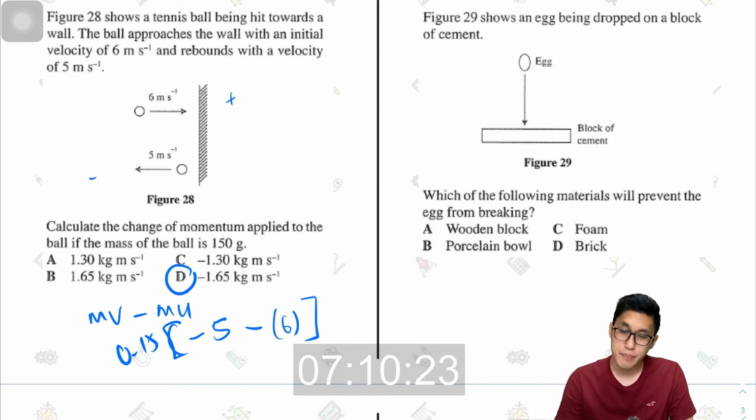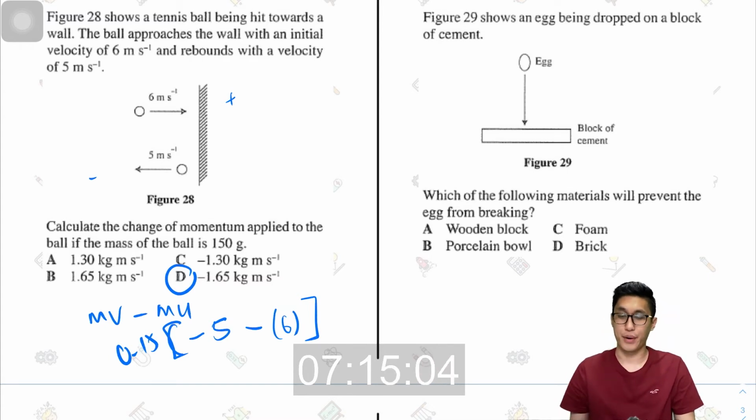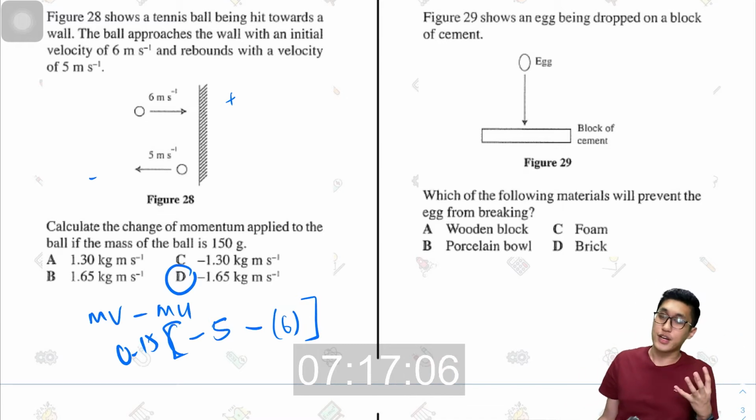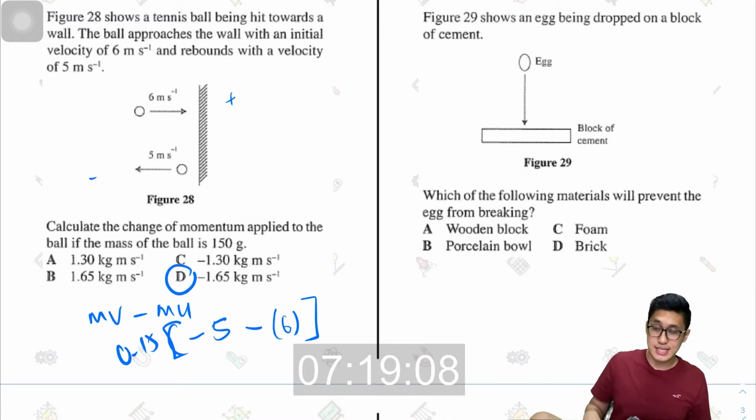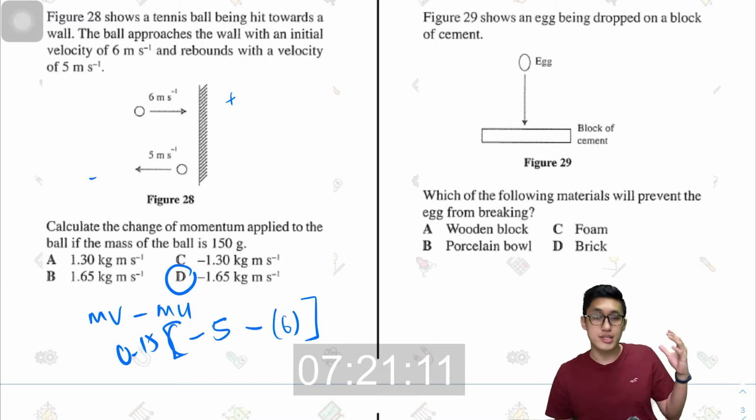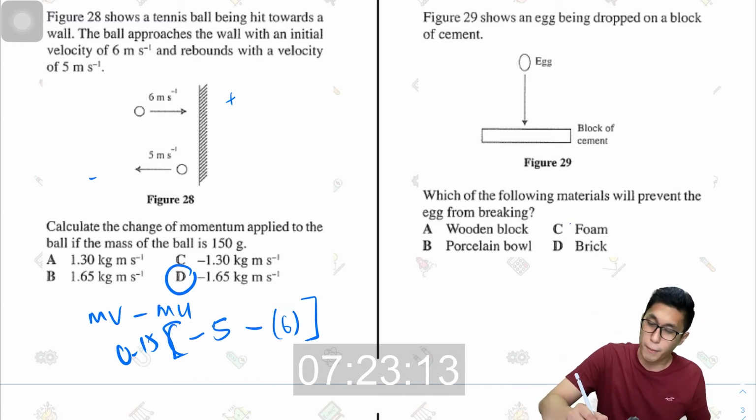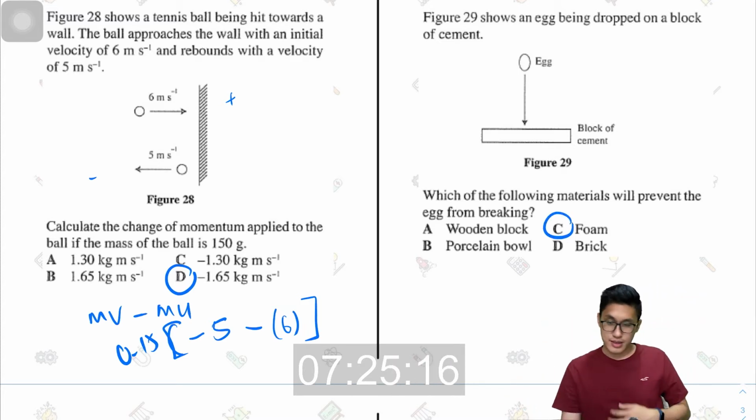Next, shows an egg being dropped on a block of cement. Which of the following materials will prevent the egg from breaking? Of course, we want something that is soft to increase the impact time, right? So as to reduce the impulsive force. So we want foam. Okay, foam.